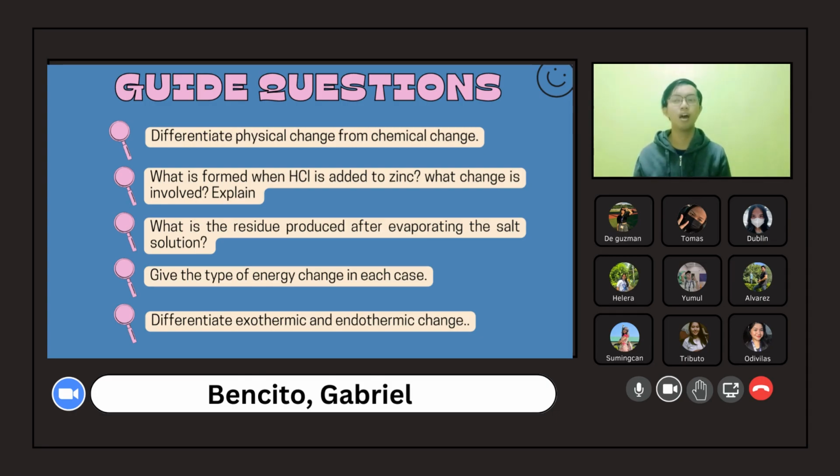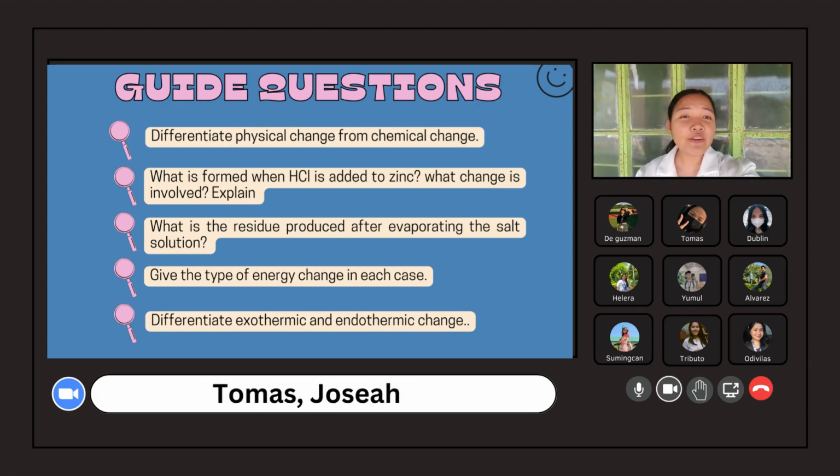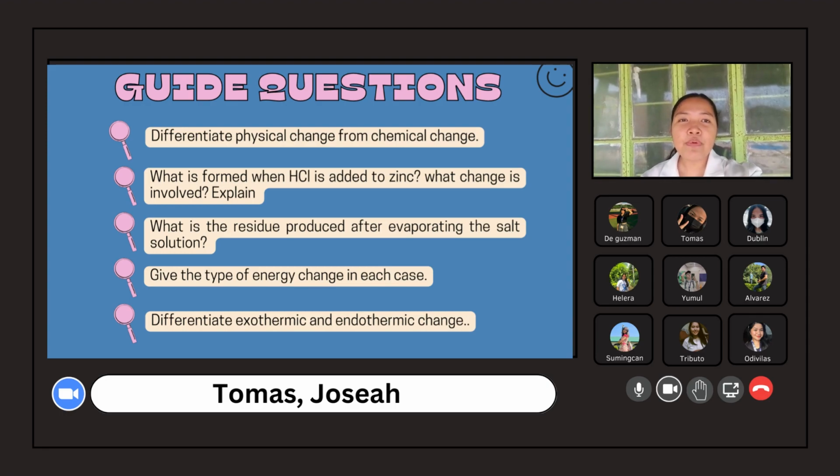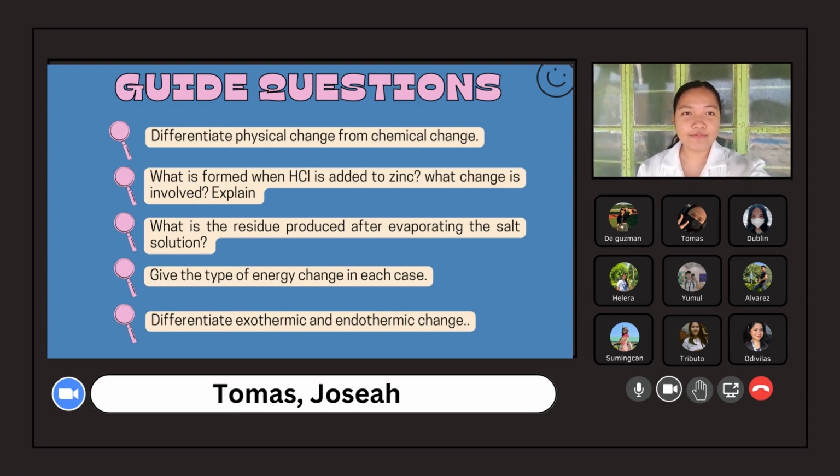Second question. What is formed when HCl is added to zinc? What change is involved? Explain. When hydrochloric acid is added to zinc, bubbles were formed. The bubbles represent the hydrogen gas, or H2, that is formed, and the chemical compound is called zinc chloride. This represents a chemical reaction, thus a chemical change occurred.